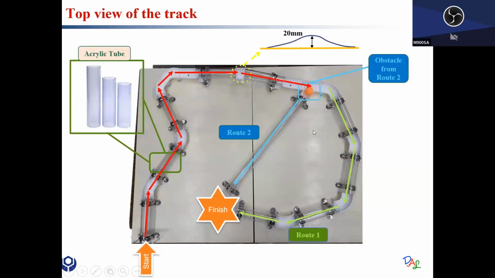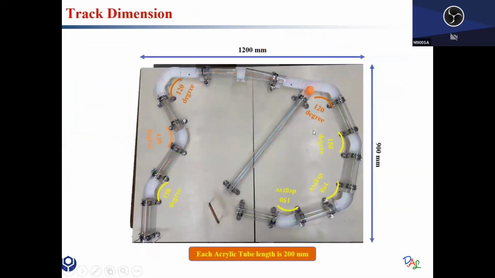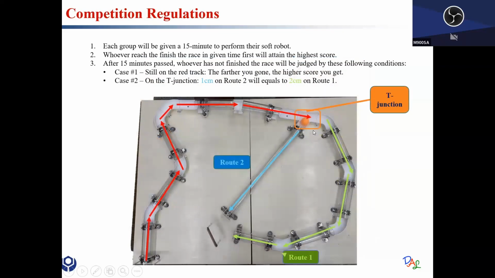Here are some things on the dimensions of the track: 150 degrees, 120 degrees, and so on. The competition regulations are that each group will have 15 minutes to perform, and whoever finishes the track within 15 minutes will get the highest score. After 15 minutes pass, if none of you finishes, we will decide who has the highest score based on the locations of your robots.